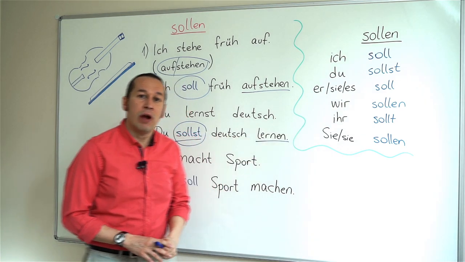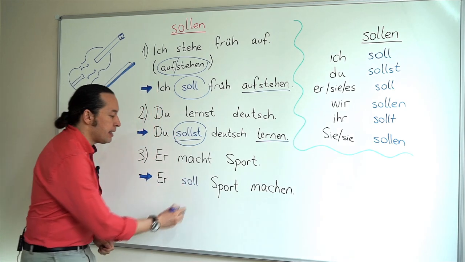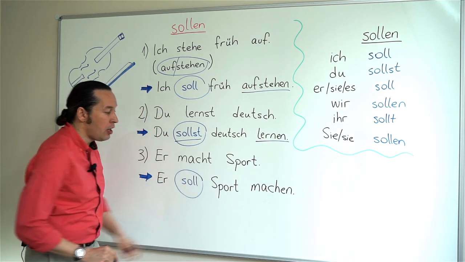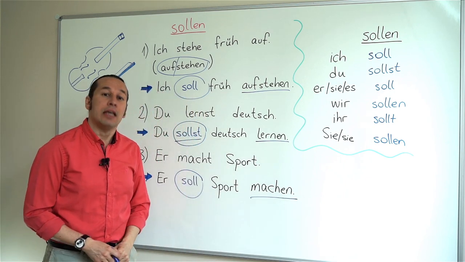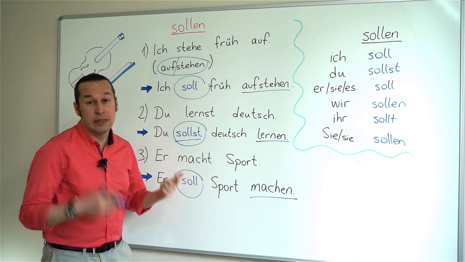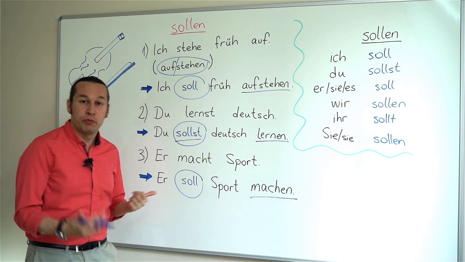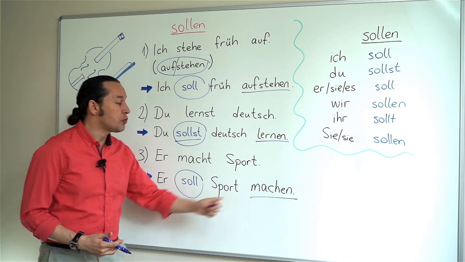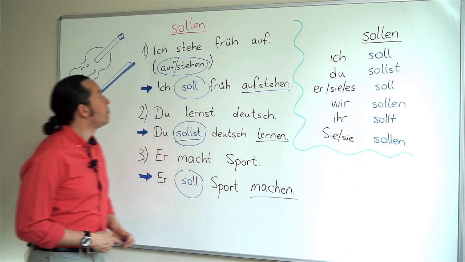Er soll, right? It is conjugated as er soll. So, I'll say then, er soll Sport machen. Machen remains as the infinitive form. So, he makes sports, er macht Sport. He should do sports. Er soll Sport machen.